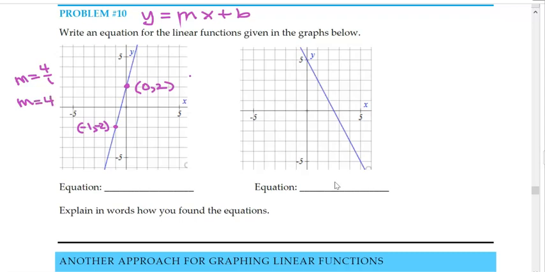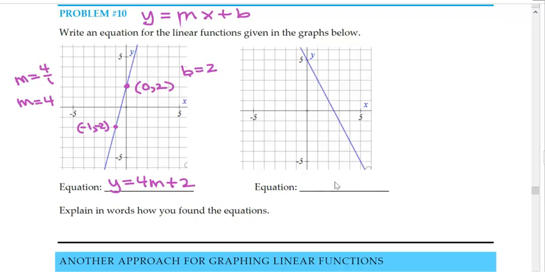All right, and remember my y-intercept is at 2, so I know m is 4 and b is 2. So put that in here: y equals 4x plus 2. And that's all there is to it, to write that equation of a line.